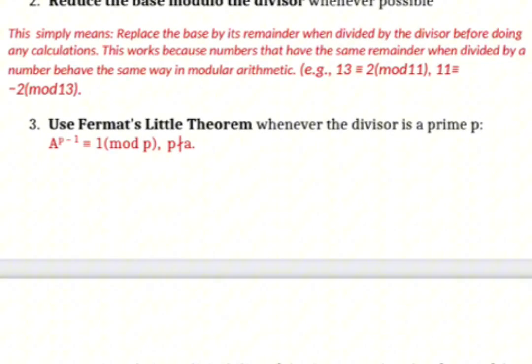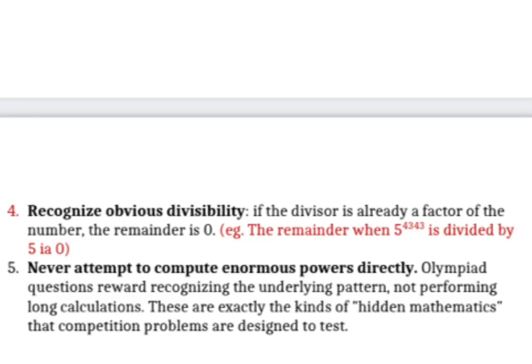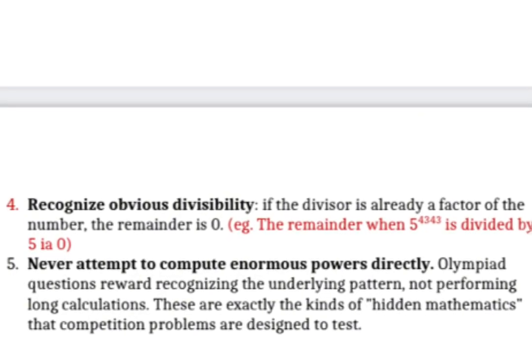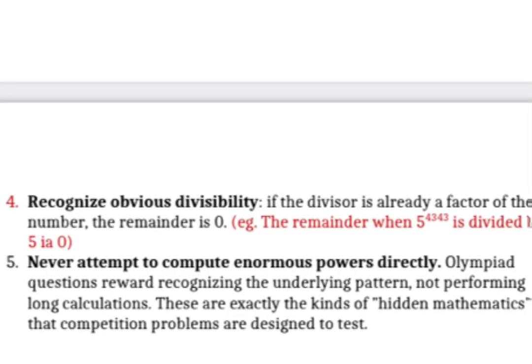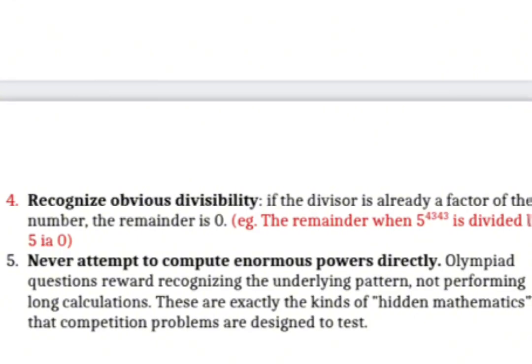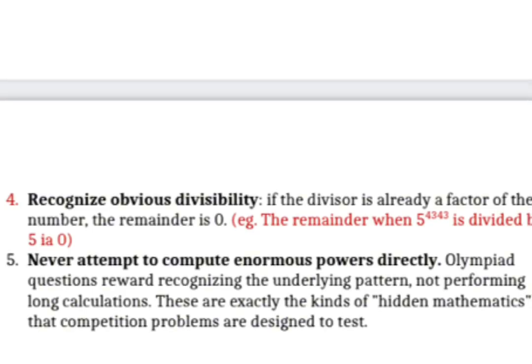Another principle is recognizing the obvious divisibility. What I mean by obvious divisibility is that if the divisor is already a factor of a number, the remainder is 0. Remember that in modular arithmetic, our interest is the remainder. That's why we call it remainder arithmetic or circular arithmetic. This means that if I raise any number to any power and divide it by the same number, there will be no remainder. If I raise 5 to the power of 4,343 and divide it by 5, the remainder will be 0. Please take note of this.